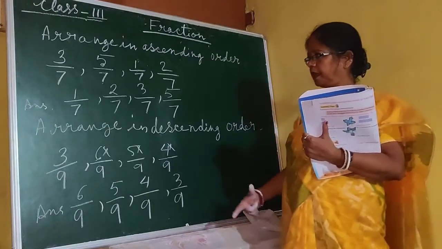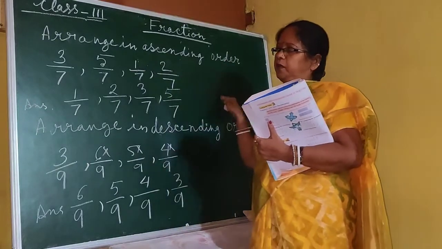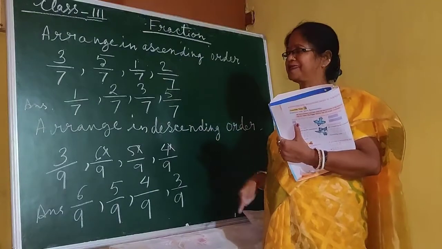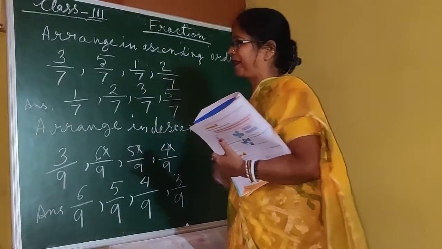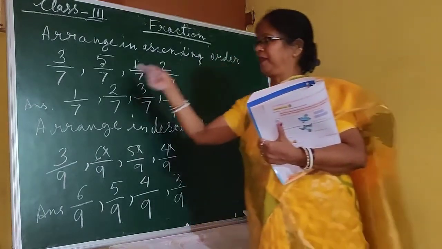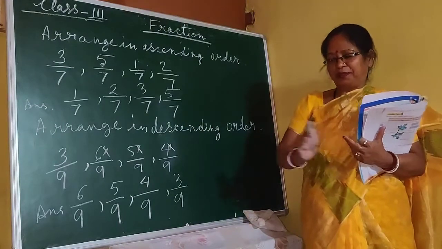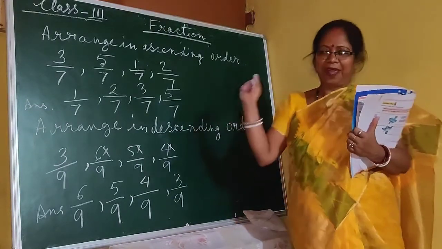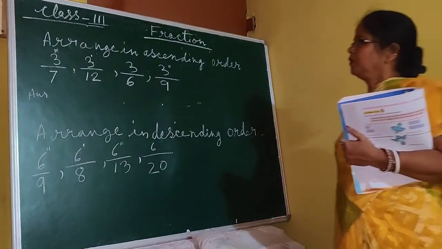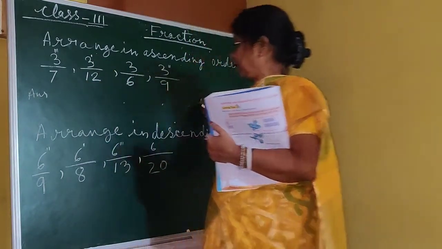Now I am going to explain same numerator, different denominator. Here it was easy to understand because the number of parts was equal. Next I am going to explain when the number of parts is different. When the number of parts is different, remember: if the number of parts is more, then the value will be less. Now see, arrange in ascending order with same numerator and different denominator.